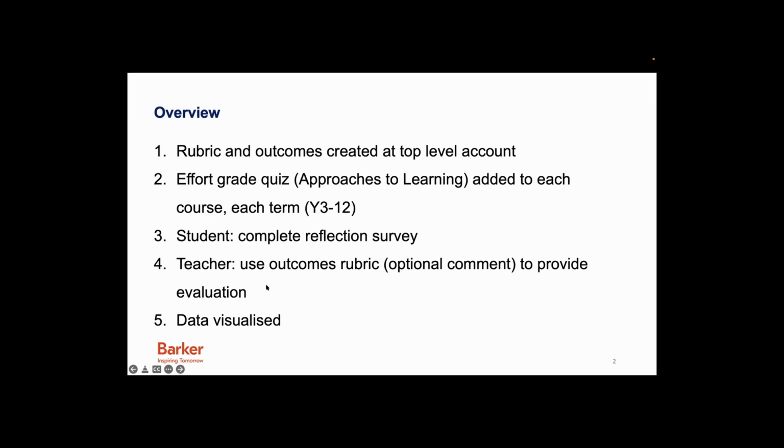By doing this in the survey, we use SpeedGrader. We can see the student response on the left, and then the teachers can use a rubric that again points back to that top level on the account to give their own evaluation of how they think the student is going. And then our final step is just looking at how we visualize that data.